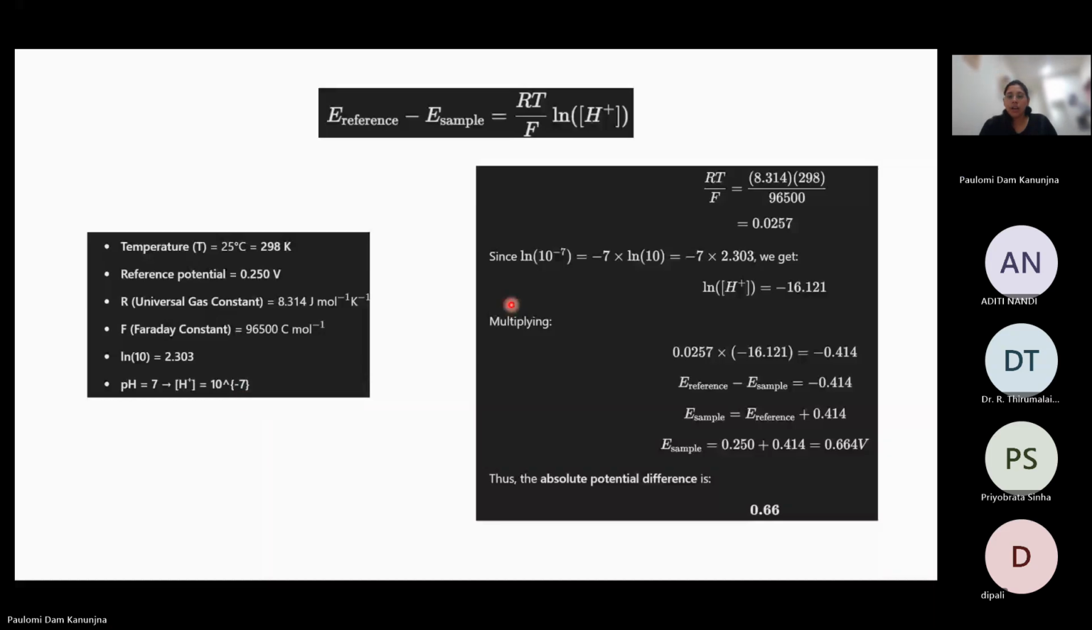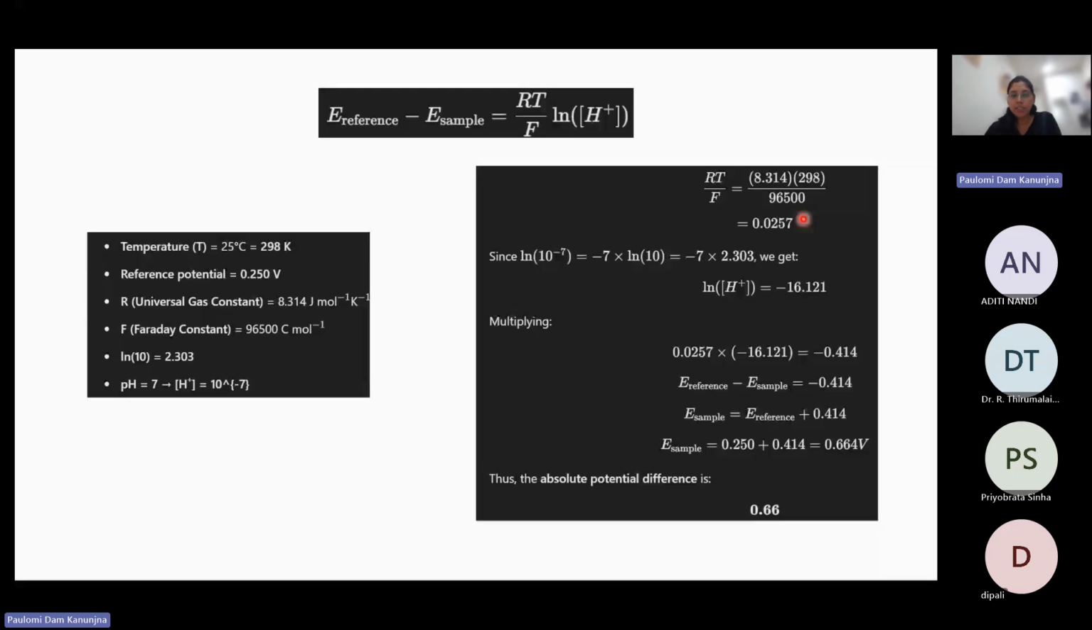Now, what I generally also do is I divide my entire equation into multiple parts so that it's easier for me to work. So this is what I have as a result also. Your RT by F, which is all the constants and values that are not changing, at one place. So I have calculated this portion RT by F first. 8.314 into 298 divided by 96500, and I get a value of 0.0257. This much everyone will get, I'm pretty sure, because it's not changing.